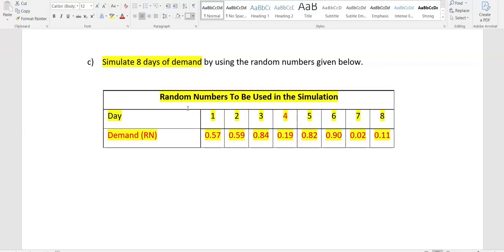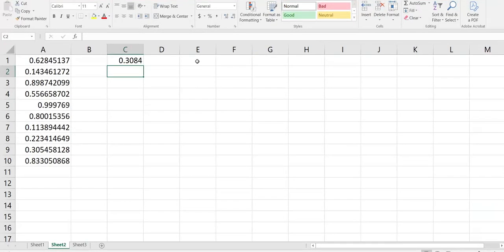Now, I want you to look at this table very carefully, guys. Random numbers to be used in simulation. Day 1, 0.57. Day 2, 0.59. So this table will be given to us in an exam situation. But in reality, how do you think you would get these random numbers for demand? You could go to Excel.